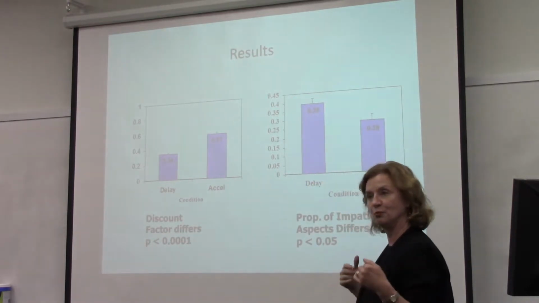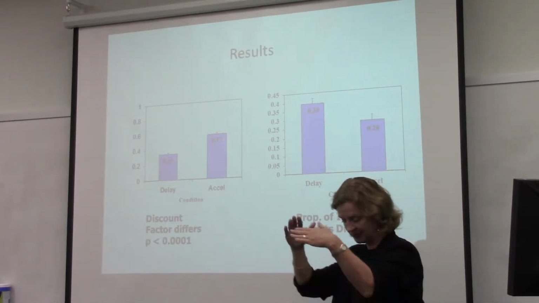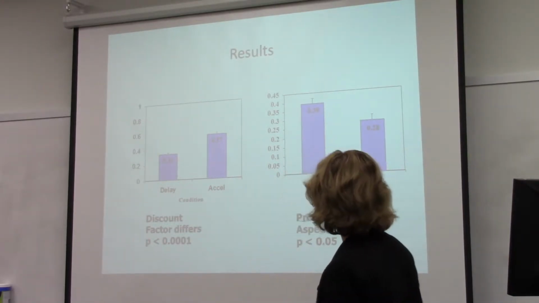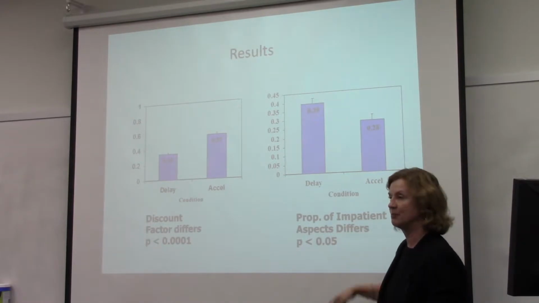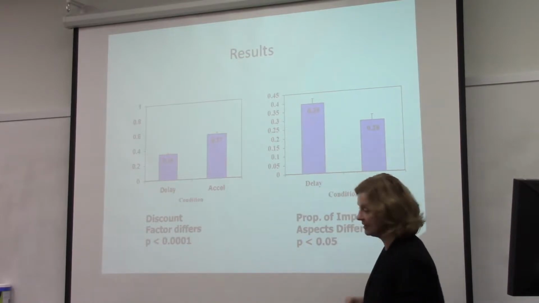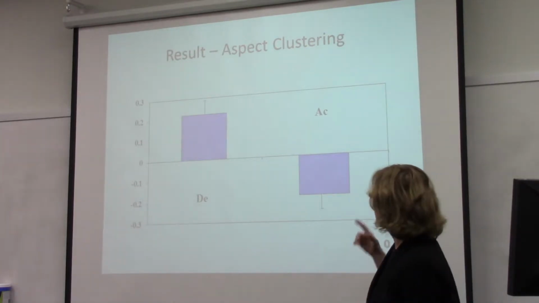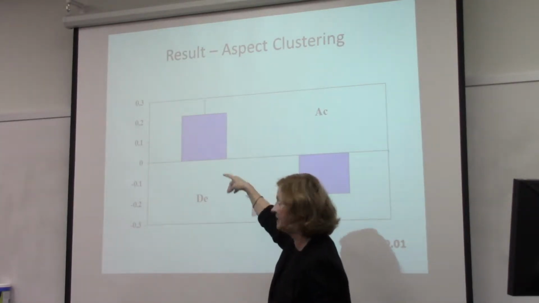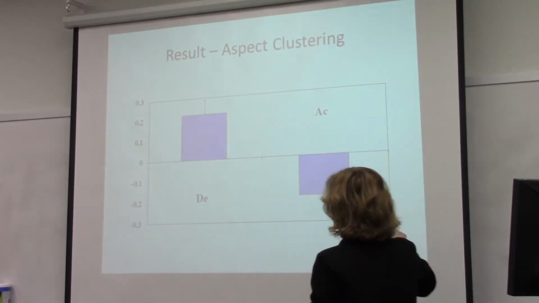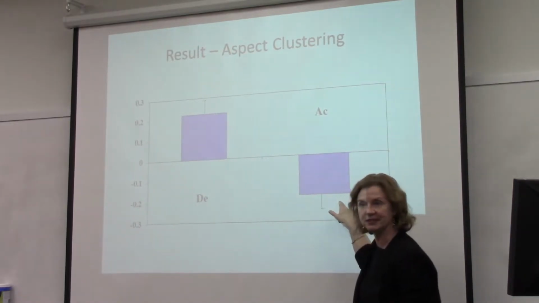Now the question is, do query theory processes predict that? First of all, you can look at people's arguments and categorize them according to whether they favor delay or acceleration. The proportion of impatient aspects, meaning those that favor immediate consumption, is higher in the delay than the acceleration condition. And presumably this should be generated by differences in clustering. In both conditions, you see significant clustering: they're not randomly interspersed arguments for one or the other. And arguments for the immediate consumption come first in the delay condition, and they come second in the acceleration condition.